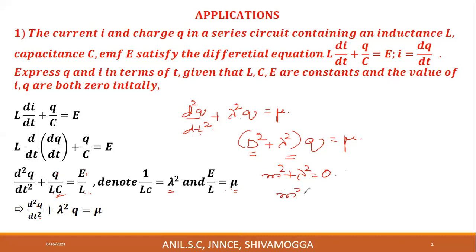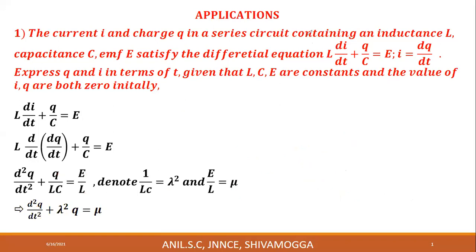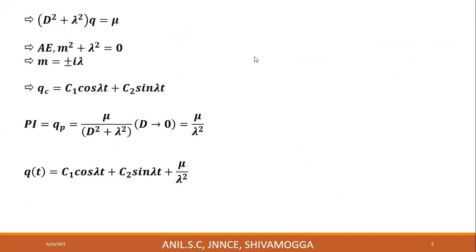Then m square is equal to minus lambda square. Therefore, m is equal to square root of minus lambda square, which is plus or minus i into lambda. These are the two roots. What kind of roots are these two? Complex roots. Therefore, rule number 3 is applicable. Let's apply it.